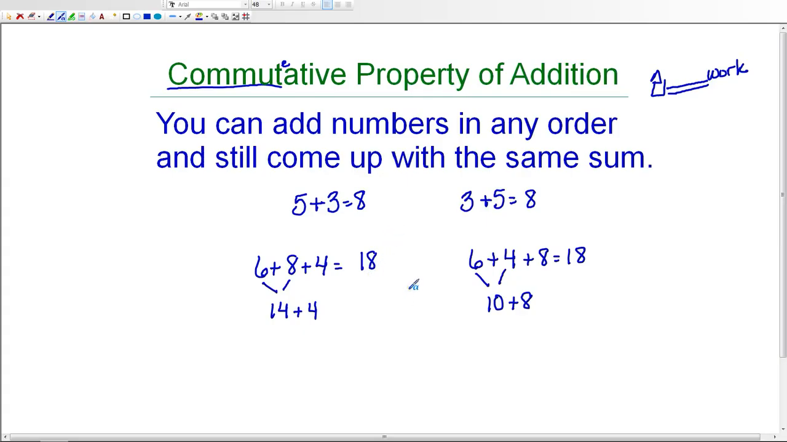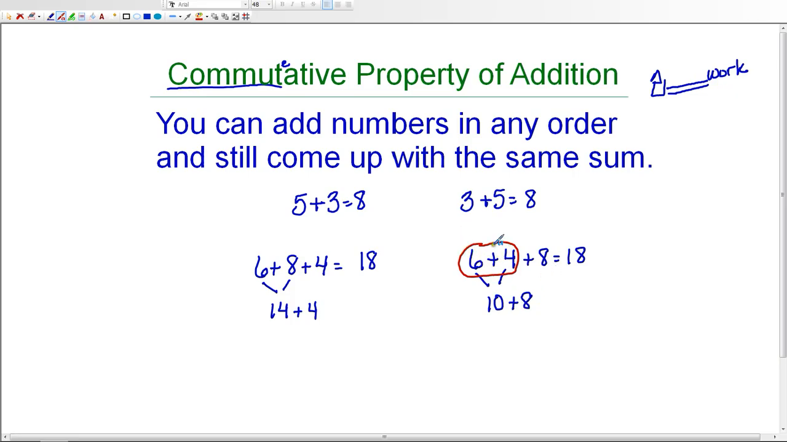Now, why do we have the commutative property? The commutative property is really beneficial because we can add the numbers in any order and still come up with the same answer, which means that when I'm adding two or more numbers, I can add them in the order that's most beneficial for me to do mental math. So for example here, I knew that 6 plus 4 was 10. Anytime I use 10 in math, it's an easy number. 10 plus 8 is 18.